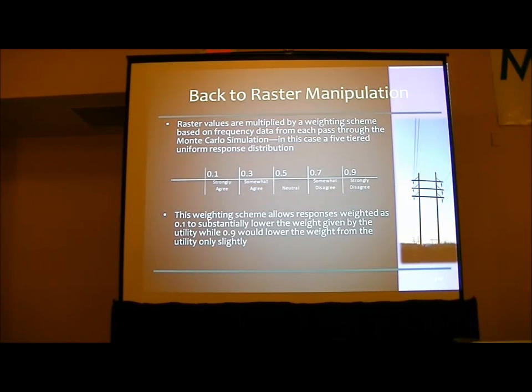We have a scale, this is a uniform distribution, basically assigning 1 to strongly agree and 0.9 to strongly disagree. What these do is they multiply the utility's weights, which we saw at the beginning, and adjust them in a manner to allow the social data to manipulate the utility data. Now, we have to be really careful here because we don't want the survey data to go in and say, well, something that the utility wants, we're going to take that away.